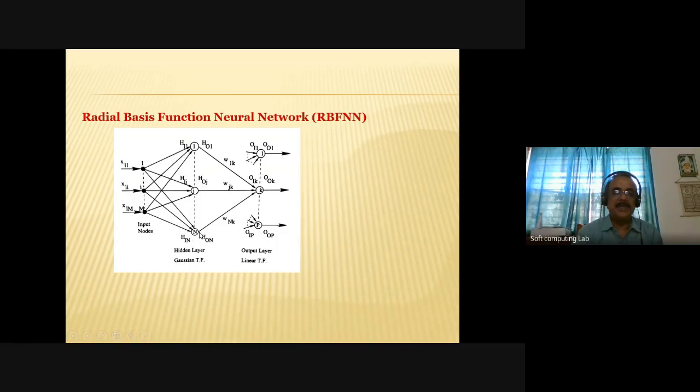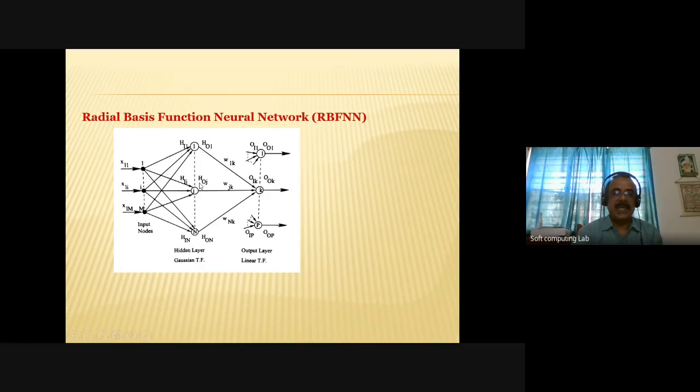Now, here we use Gaussian distribution of different means and standard deviation. Corresponding to this particular first hidden neuron, we have got one set of mean and standard deviation. Corresponding to the jth hidden neuron, another set of mean and standard deviation. Corresponding to the nth hidden neuron, another set of mean and standard deviation. Now, depending on the mean and standard deviation of the Gaussian distribution, I will be getting the different outputs.